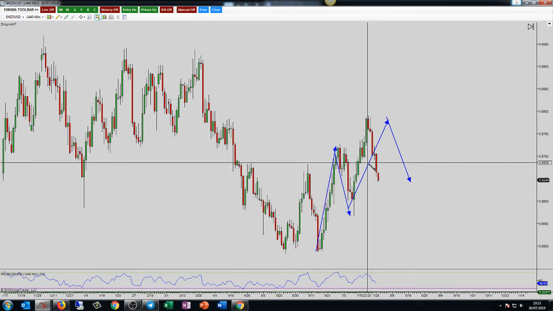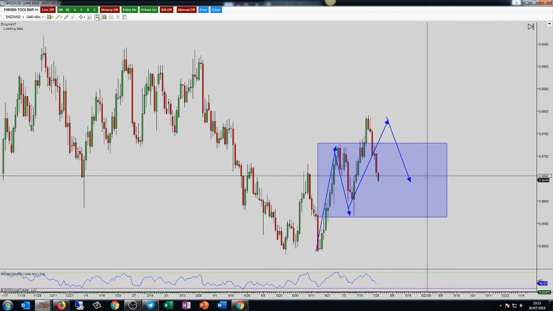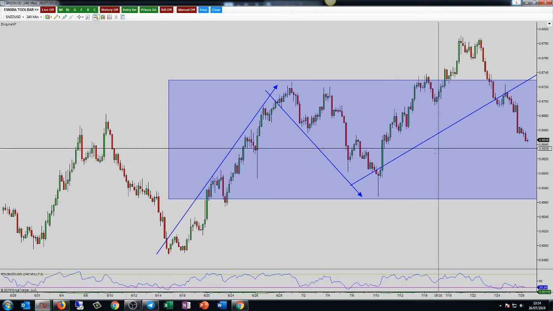So you could be looking here for a move higher. This would be the entire outside return. We could drop down to the 240 and look for internal structure and a chance to get long.